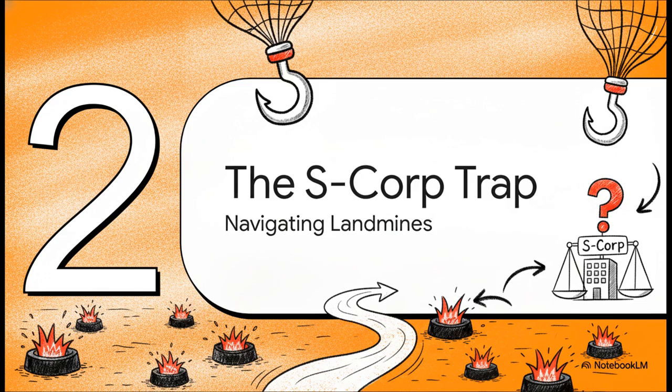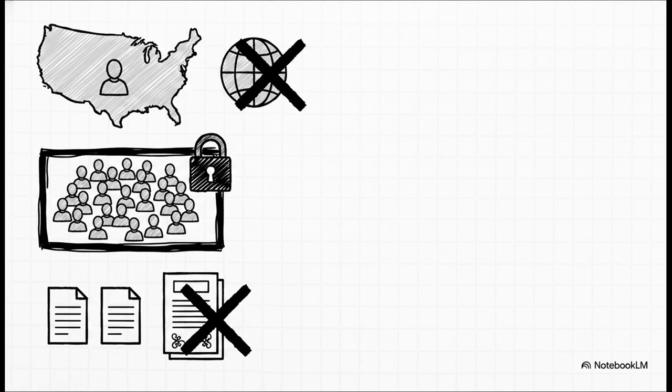Moving on to the S Corp trap and navigating the landmines. A lot of people see the S corporation as this perfect, best of both worlds solution to avoid double taxation, but it comes with a major catch. To get that highly desired pass-through treatment, you have to meet incredibly strict eligibility requirements. First, shareholders must be U.S. citizens or residents. Absolutely no foreign investors allowed. Second, you are hard capped at a maximum of 100 shareholders. And third, you can only ever have one single class of stock, meaning no preferred shares with special payout rules.